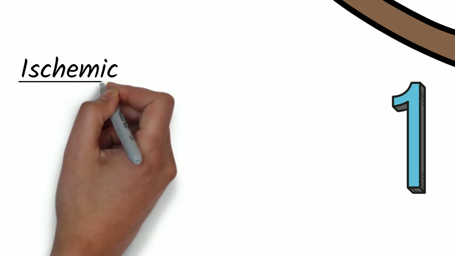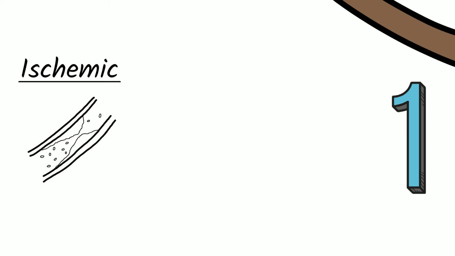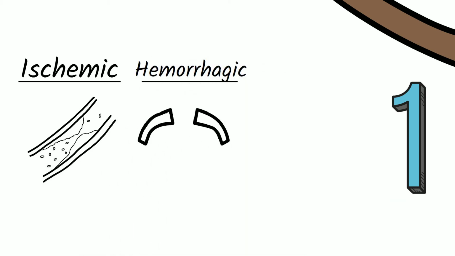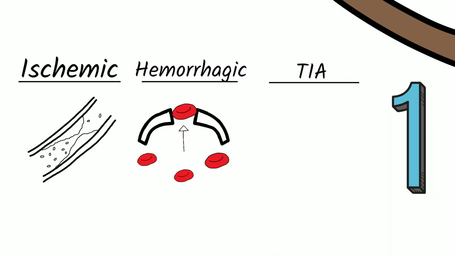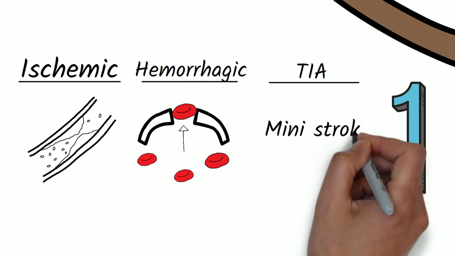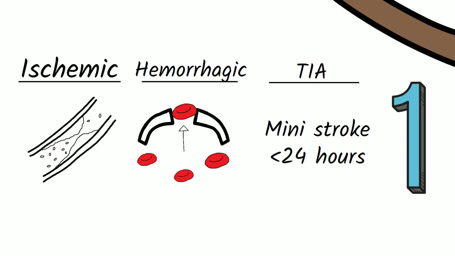Alright, getting into number one. There are three different kinds of strokes that you need to be aware of. 1. Ischemic, which is a blockage in an artery. 2. Hemorrhagic, this is when the artery opens. And 3. A transient ischemic attack, also known as a mini stroke. The big thing to know here is that it's under 24 hours.